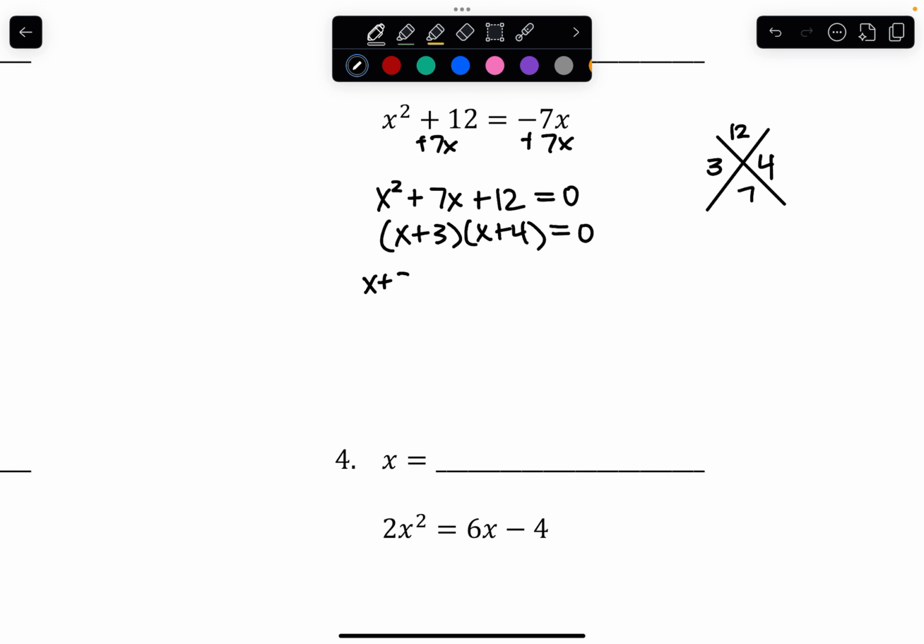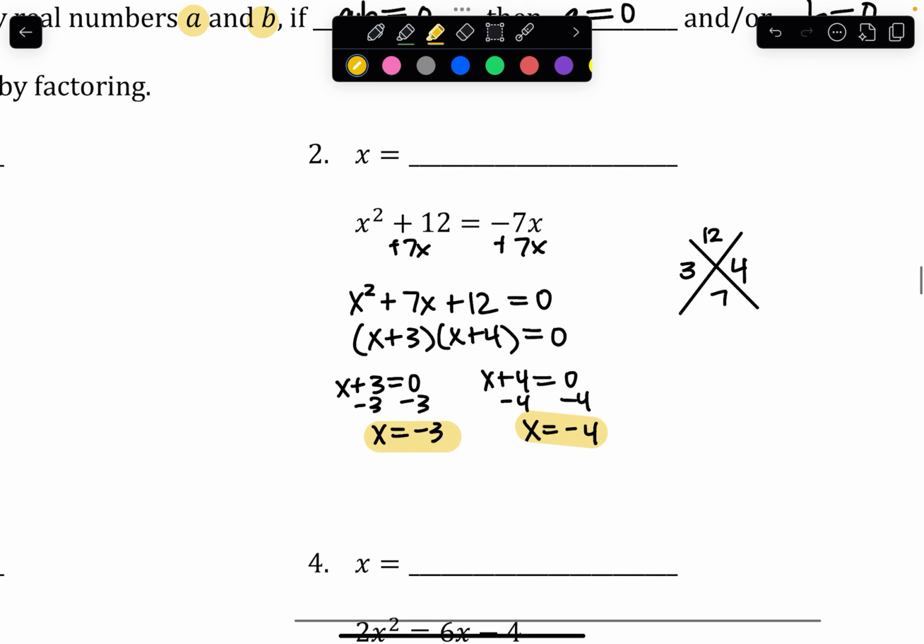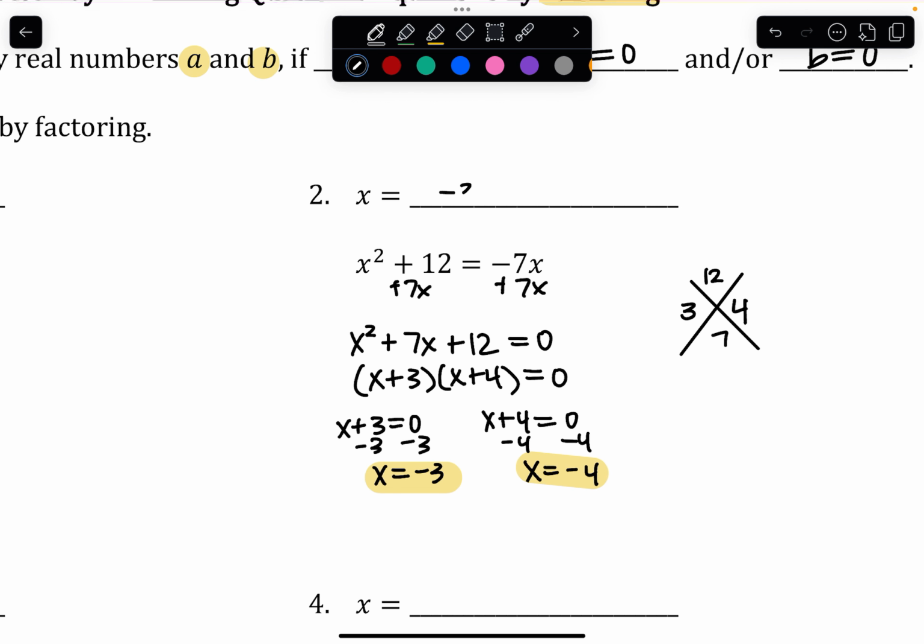And so using the zero product property, either x plus 3 is 0 or x plus 4 is 0. On the left side, x would equal -3. On the right side, x would equal -4. Okay, and so -3 and -4 are our solutions.